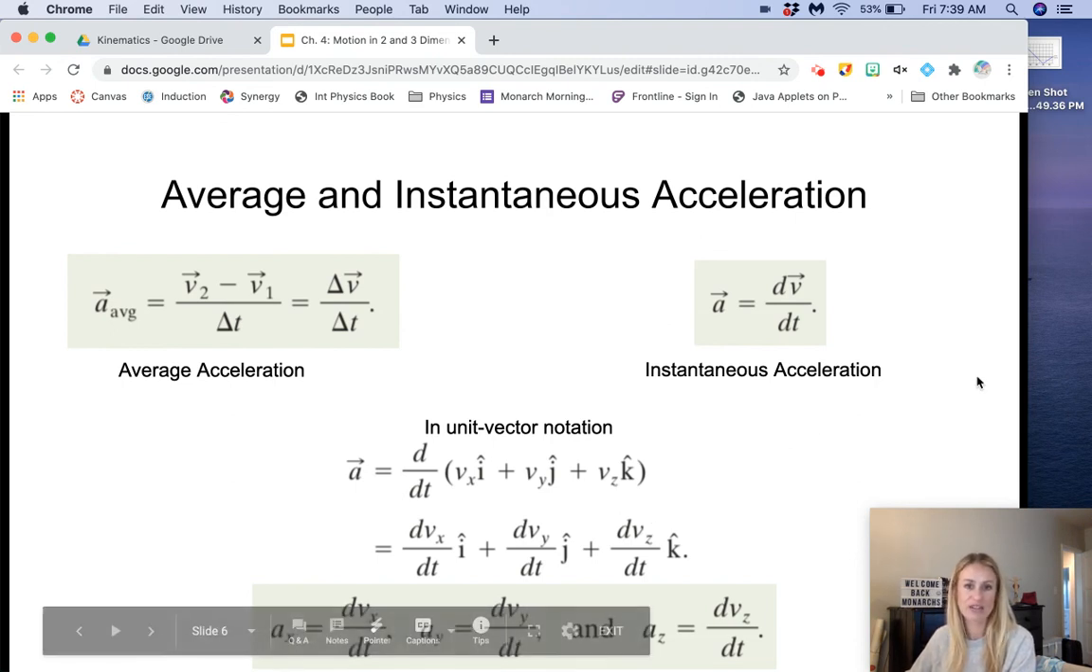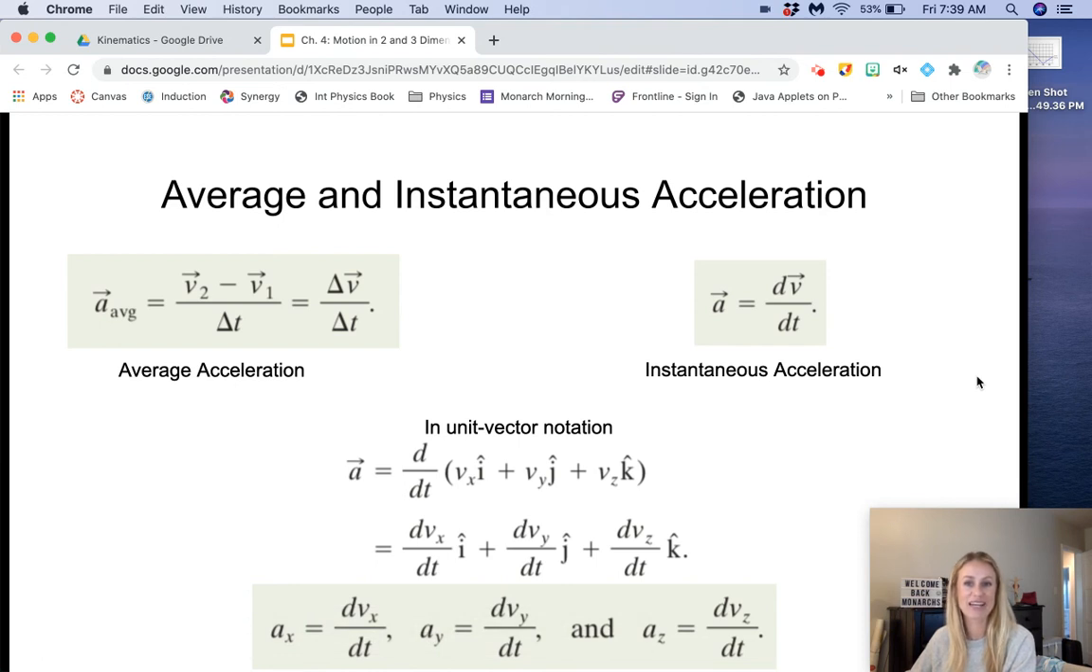And like I said, it looks crazy right now, but in the next video, I'm going to show you a couple examples. So we'll show you an example of displacement in 2 dimensions, of velocity in 2 dimensions, and of acceleration in 2 dimensions.